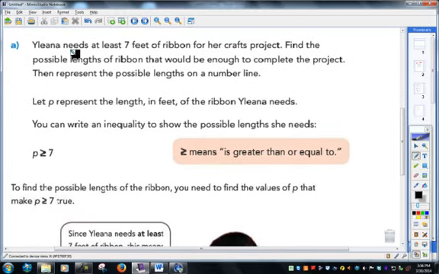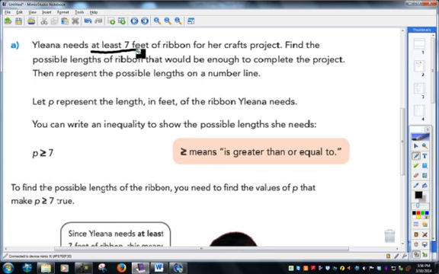Here, Yelena needs at least 7 feet of ribbon for a crafts project. Find the possible lengths of ribbon that would be enough to complete the project. Then represent it on the number line. So we're talking about P being greater than or equal to 7.